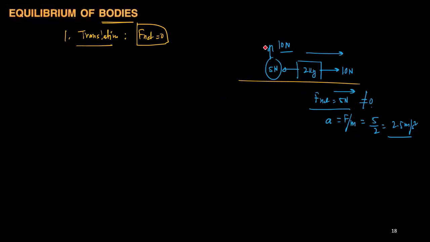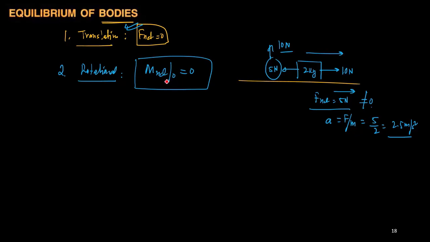So for translation equilibrium, you have to make sure that the net force on the body must be zero. And since force is a vector quantity, you have to add it as vectors. Now the second equilibrium is the rotational equilibrium. For rotational equilibrium, net torque or net moment about the fixed point O must be equal to 0. If I am getting a number not equal to 0, that means the body is rotating, so the body is not in equilibrium.